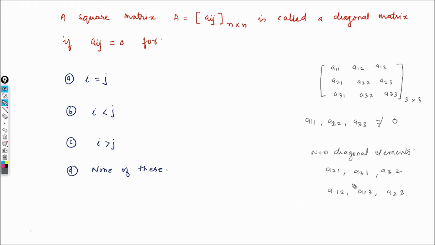So we have to write a relation between the non-diagonal elements here. Non-diagonal means i is not equal to j here. So here also i and j are not equal. That means this is not equal. If we consider these non-diagonal elements here, so i is greater than j, while here i is less than j. So therefore these two options are also wrong. So what will be our answer? Our answer will be none of these.